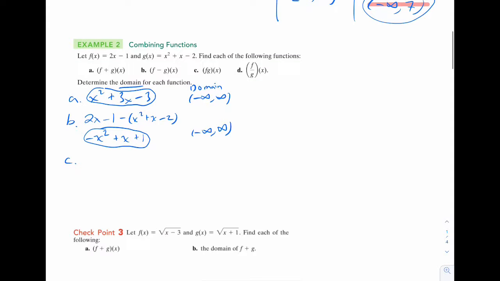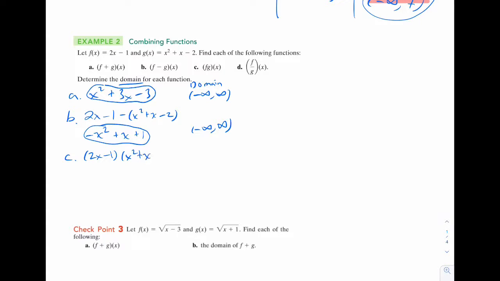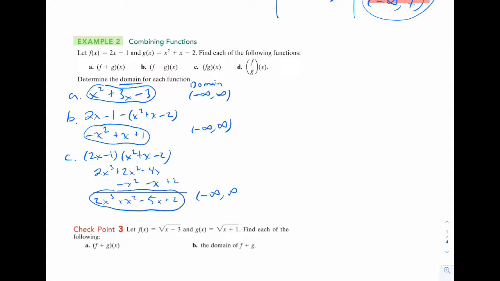And for this one, fg, that means you multiply, so we're going to have to multiply 2x minus 1 and x squared plus x minus 2. So just FOIL that. You get 2x cubed plus 2x squared minus 4x minus x squared minus x plus 2. Put that together. 2x cubed plus x squared minus 5x plus 2. Our domain is once again all real numbers.